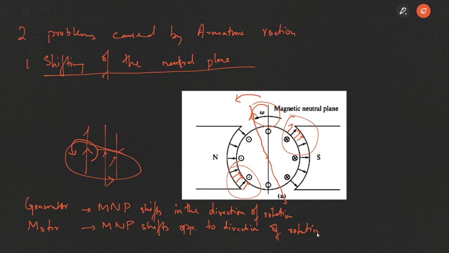What will happen in case of a generator is that at the trailing ends, these are actually the starting ends of the poles, the concentration of magnetic field will be more, while in case of a motor, at the trailing ends, that is at these points, the magnetic field lines will be more concentrated. Therefore, in case of a motor, the magnetic neutral plane will shift in the direction opposed to that of the direction of rotation, whereas in case of a generator the magnetic neutral plane shifts in the direction of motion, in the direction of rotation.